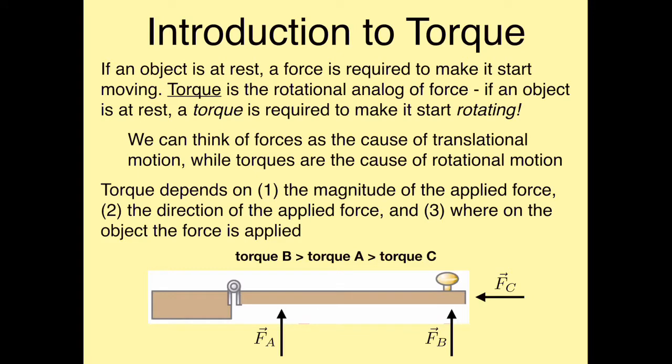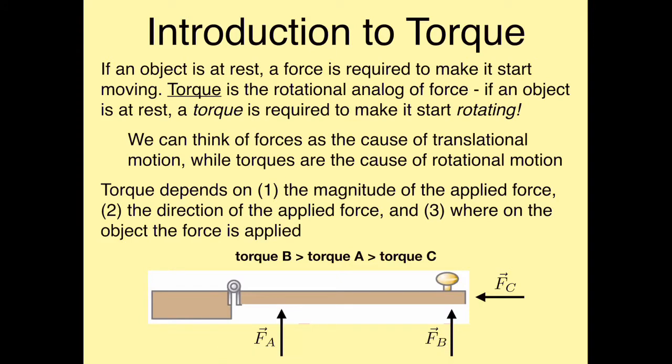To understand that, let's look at an example. Let's say you're trying to open a door, and the hinges of the door are here, the doorknob is over here. One thing we could do is push on the door pretty close to the hinge with the force that we call Fa over here.